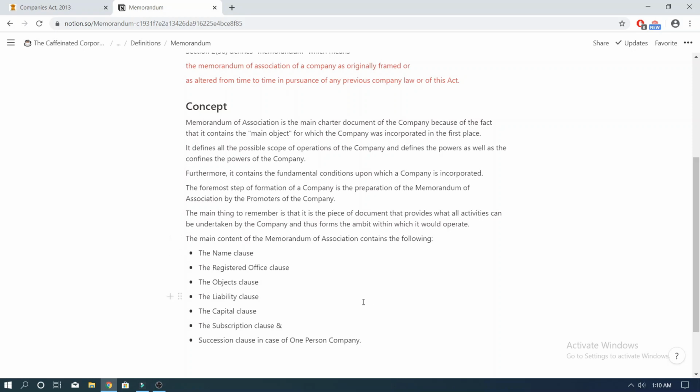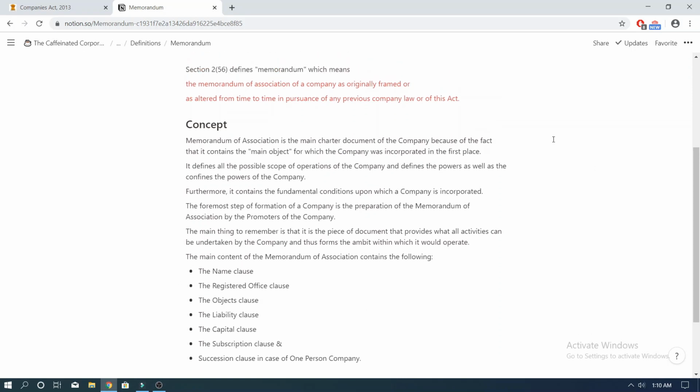So let's see the concept of memorandum and then come back to the definition as stated in the act. So Memorandum of Association is basically the main charter document of the company because it contains the main object for which the company was incorporated in the first place. It defines all the possible scope of operations of the company and defines the powers as well as confines the powers of the company. Think of it as the constitution of the company.